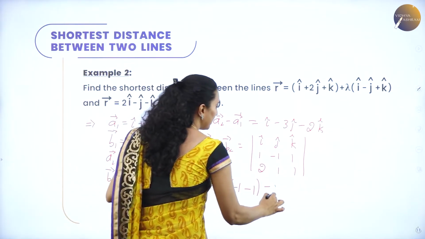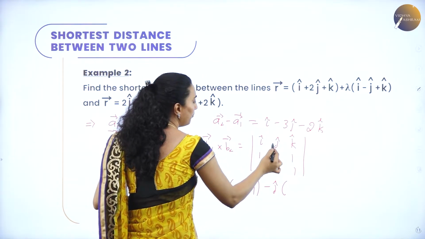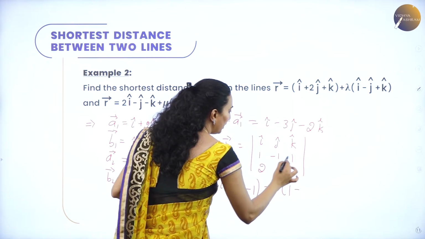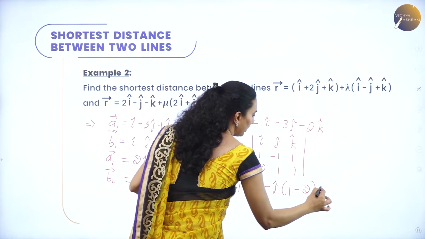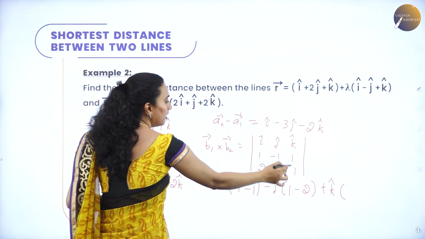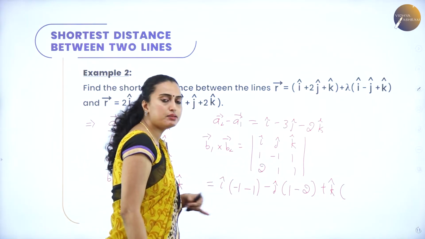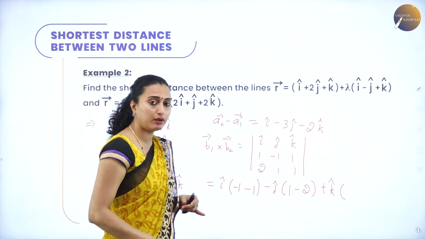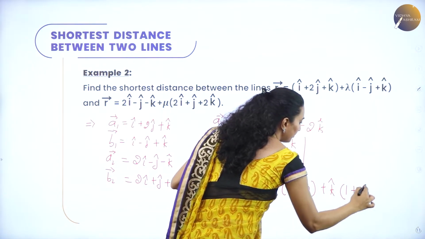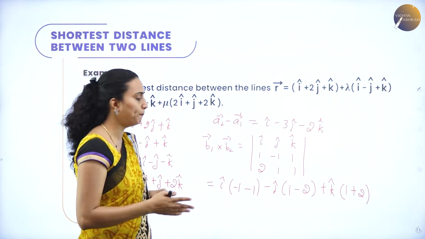Again, minus, second column we are expanding, leaving the second column first row. So, you are getting 1 into 1 is 1, minus 2 into 1 is 2. Similarly, plus k into, you are expanding now by leaving the third column first row. 1 into 1 is 1. Already one minus symbol is there. Another minus symbol will come there, which will become plus. So, 1 plus 2. 2 into minus 1, which is minus 2. Minus of minus will become plus 2.